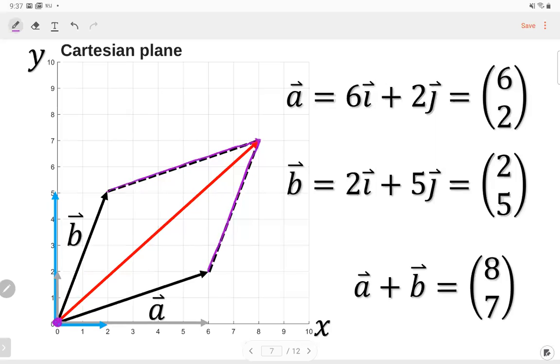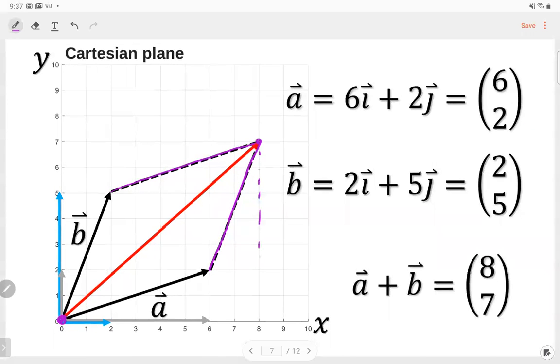The diagonal has an ending point here. This vector has a component of 8 and 7. So this vector gave us the coordinate 8, 7. Then if we know the coordinates of vector A and vector B, we know vector A is 6, 2, and vector B is 2, 5. Then how do we get 8, 7?